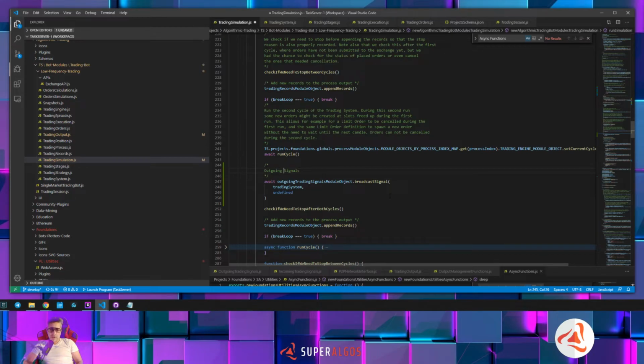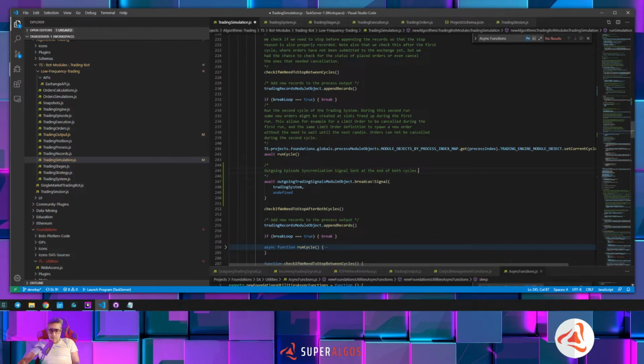Outgoing episode synchronization signal send, at the end of both cycles.